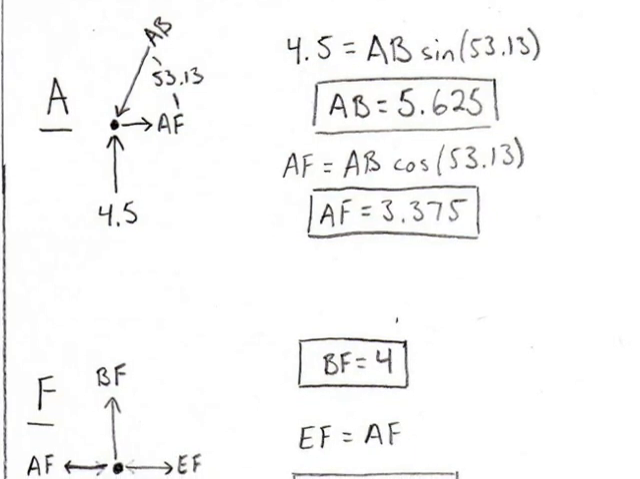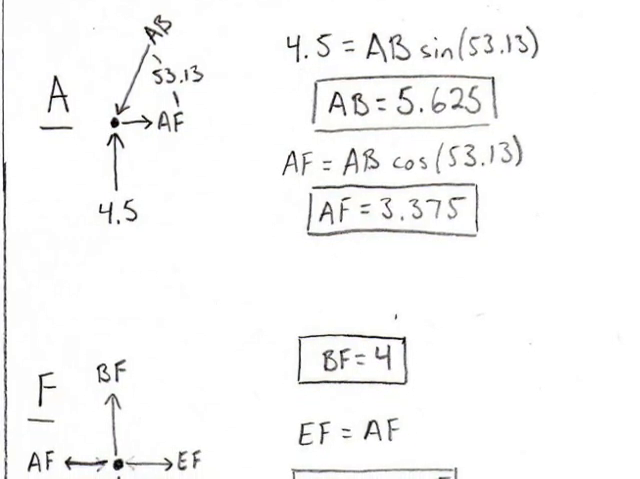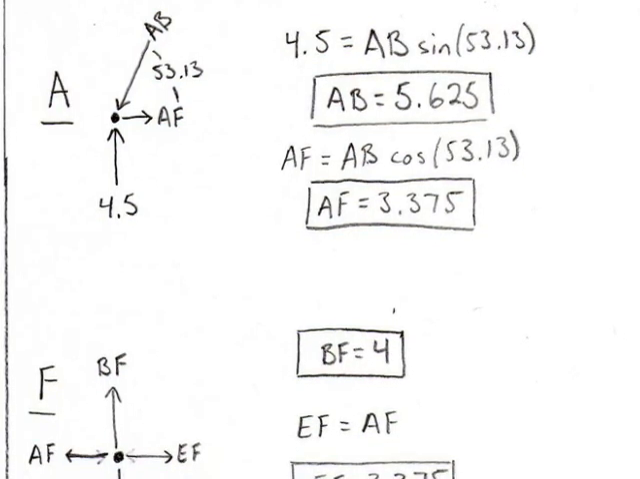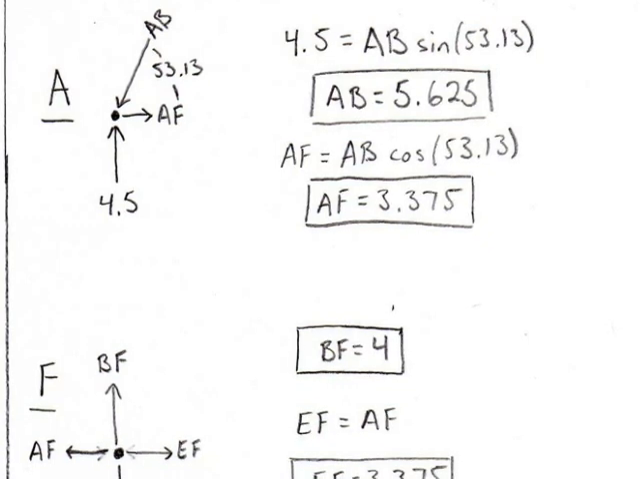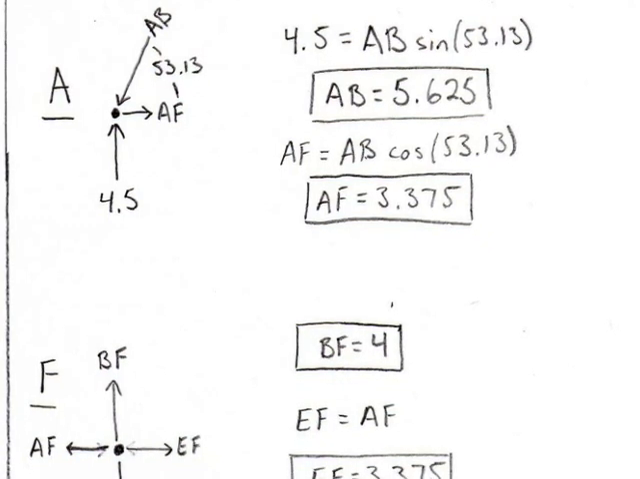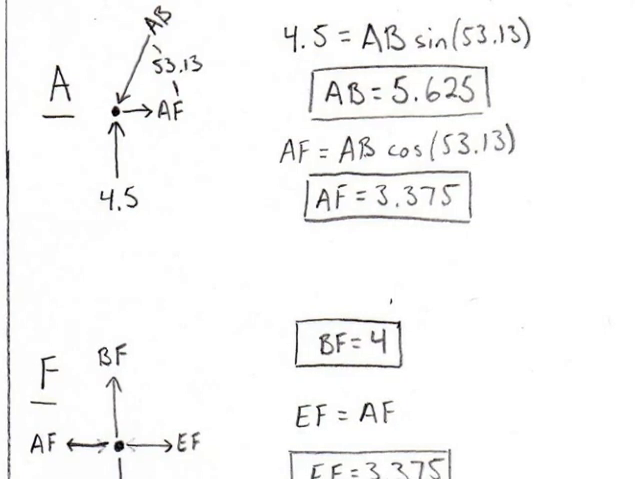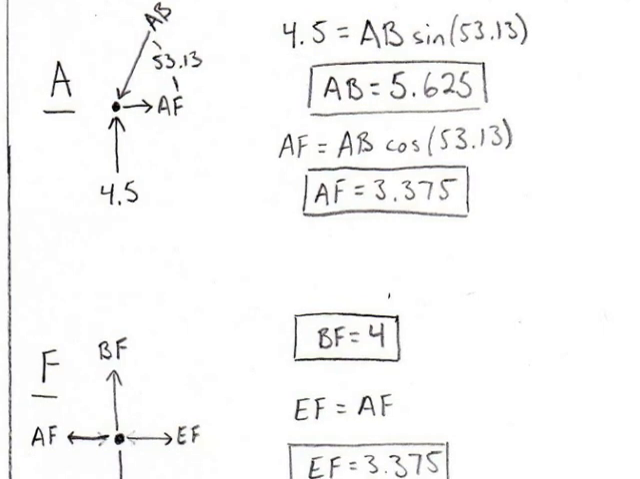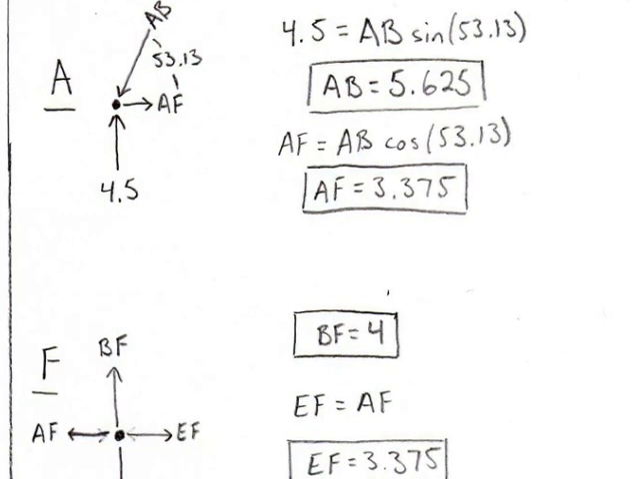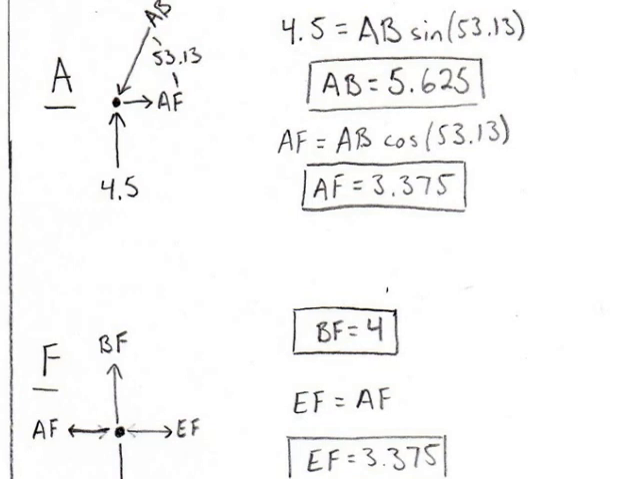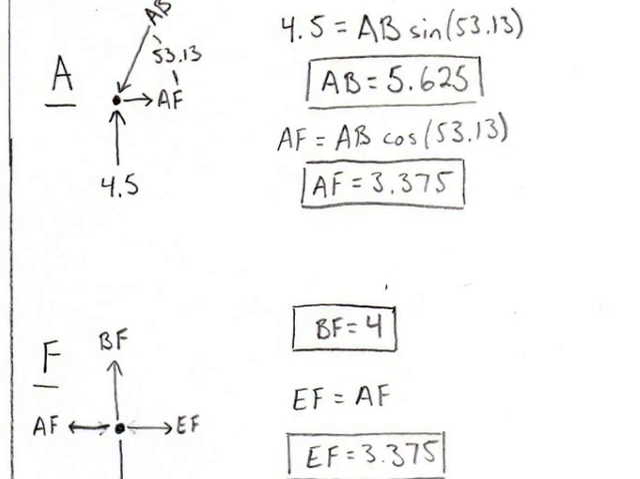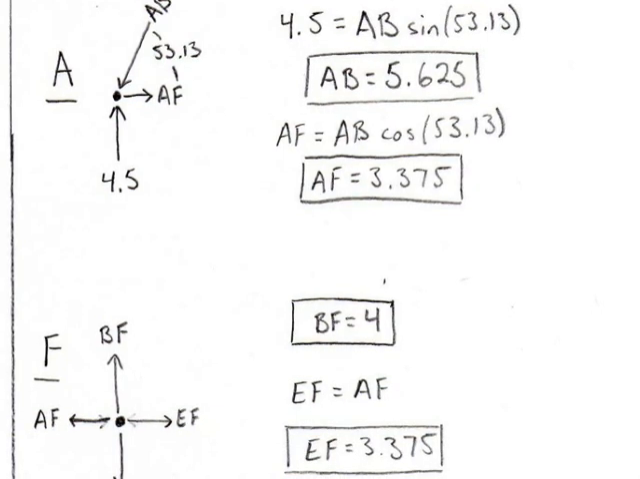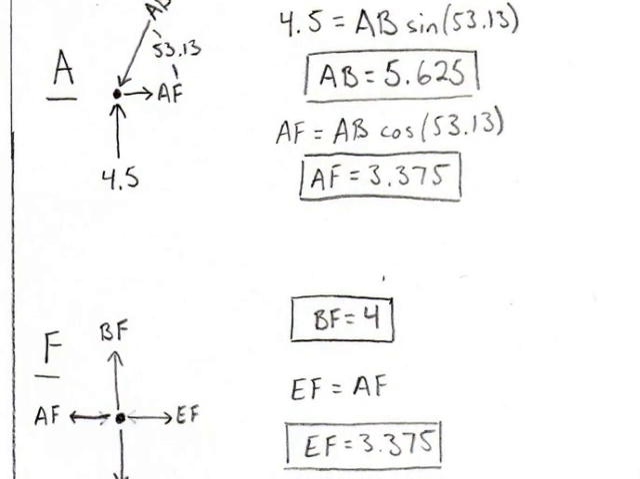We're starting with joint A because there's not very many members that go into joint A, and we can solve for all the members in joint A with only one piece of information, the 4.5 kilonewton force up and the angle, 53.13. We could start with joint D just as easily. In joint A, the up forces have to equal the down forces, so the y component of member AB has to equal 4.5. So 4.5 equals member AB times sine of 53.13, and member AB is equal to 5.625 kilonewtons.